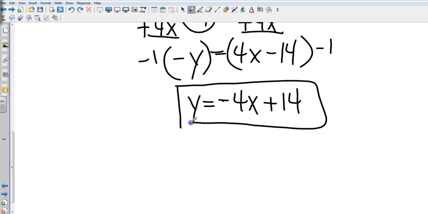So 3 problems off of 1 point and 1 slope. Okay, about 11 minutes, and that's it. Chapter 4, Section 3, point slope form.